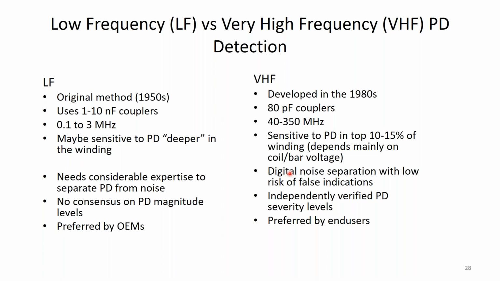That allows you to use time of flight and pulse shape analysis to separate the noise. So there's a fairly low risk of false indications, and we've driven it down to 1.5%. With the severity tables, unlike with low frequency, where it depends entirely on the specific winding and the specific detector connected to it, you just can't get one number that says, if you're above 10 nanocoulombs, you're in trouble.